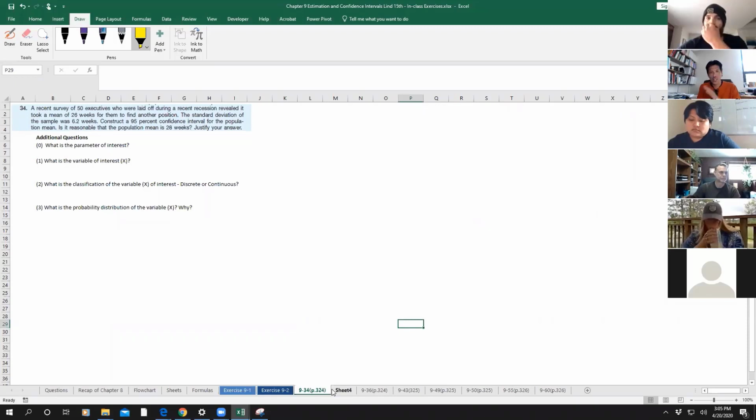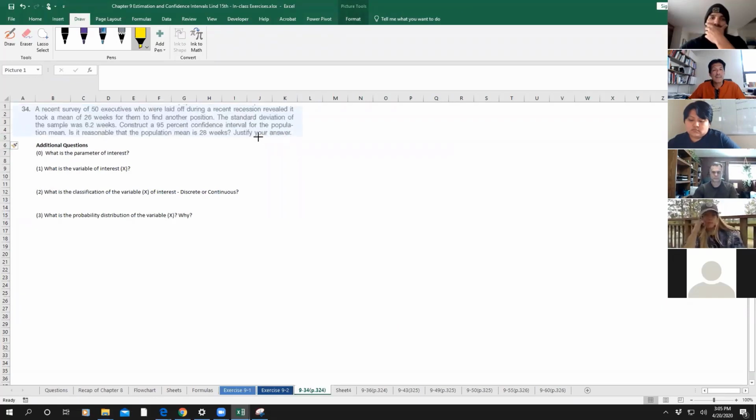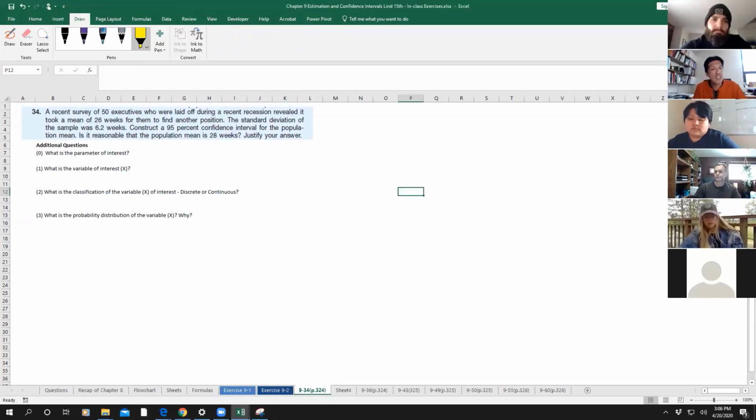So for this problem, let's just do the template. Identify the distribution that is appropriate and use the template. A recent survey of 50 executives who were laid off during a recent recession revealed it took a mean of 26 weeks for them to find another position. The standard deviation of the sample was 6.2, and we are to construct a 95% confidence interval for the population mean. Is it reasonable that the population mean is 28 weeks? We are to justify our answer.